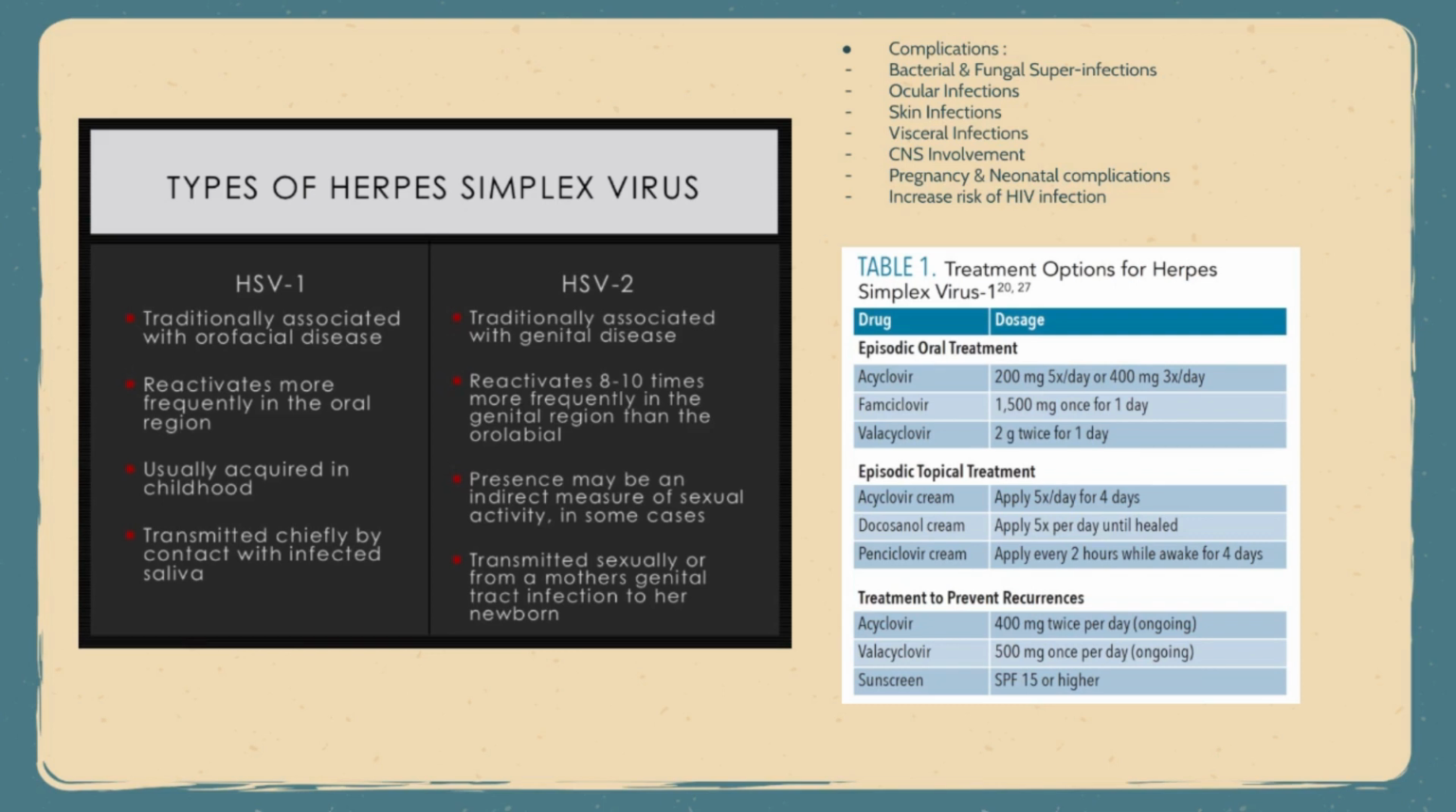it is usually acquired in childhood and transmitted chiefly by contact with infected saliva, while HSV2 presence may be an indirect measure of sexual activity in some cases and is also transmitted sexually or from a mother's genital tract infection to her newborn. Complications from this infection might include bacterial and fungal superinfection, ocular, skin and visceral infection, CNS involvement, pregnancy and neonatal complications, and also increased risk of HIV infection.